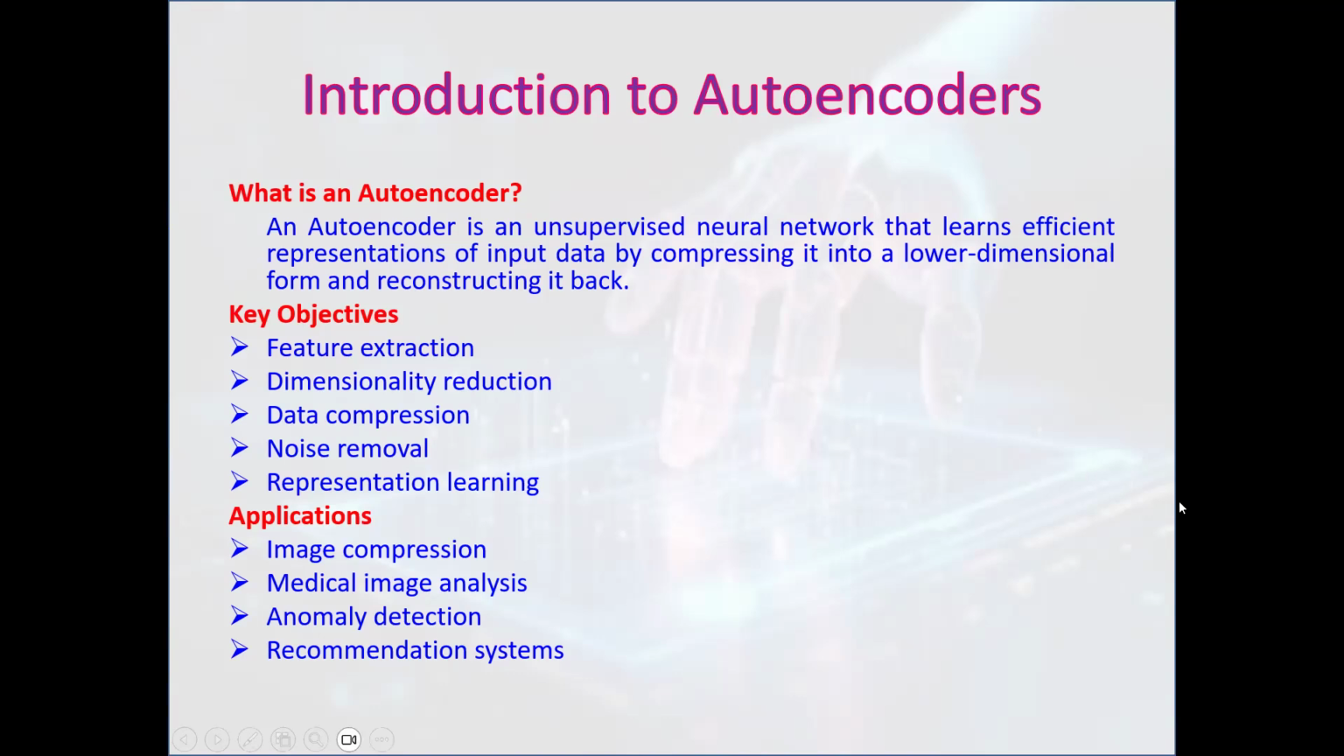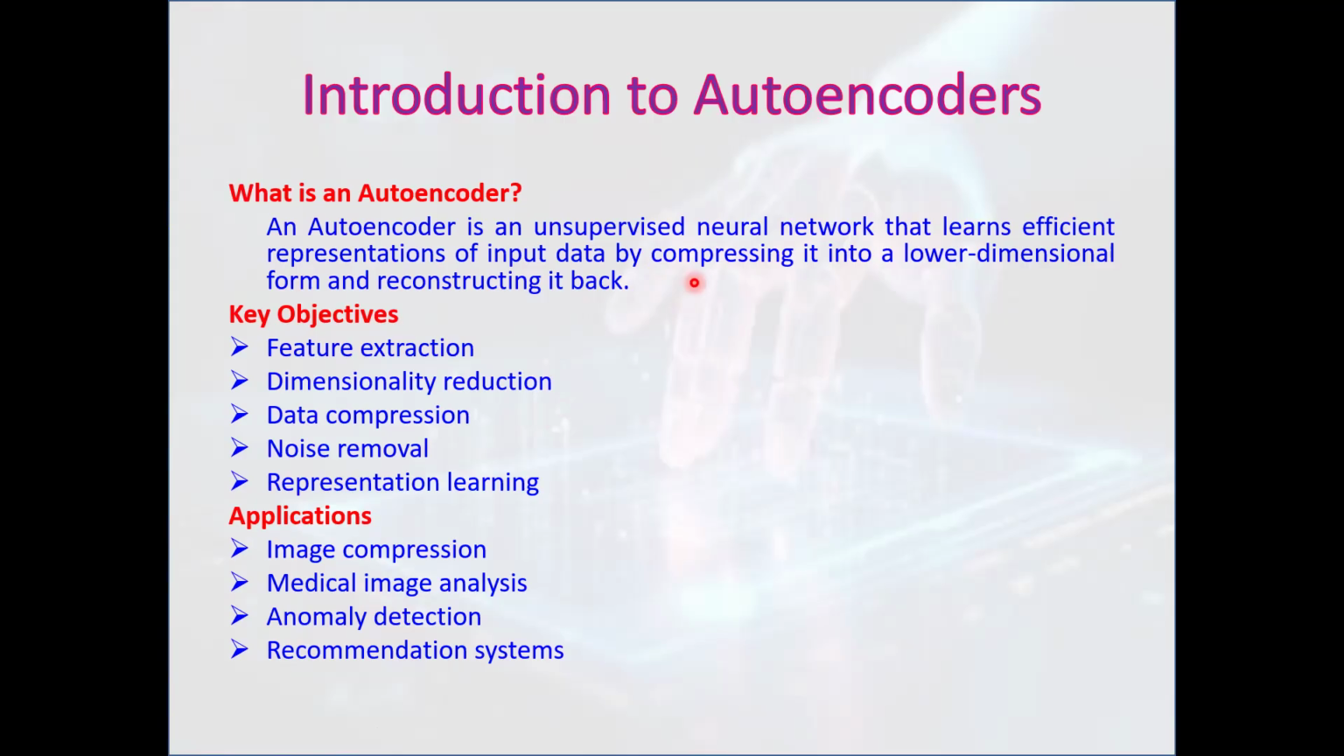An autoencoder is an unsupervised neural network that learns efficient representations of input data by compressing it into a lower dimensional form and reconstructing it back. So that means an autoencoder is a type of artificial neural network that learns to represent input data efficiently without requiring labeled training examples. Without requiring labels means it is unsupervised learning.